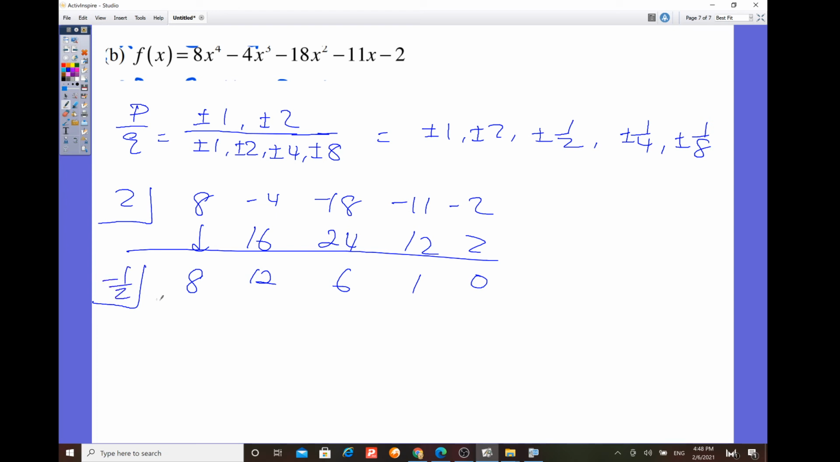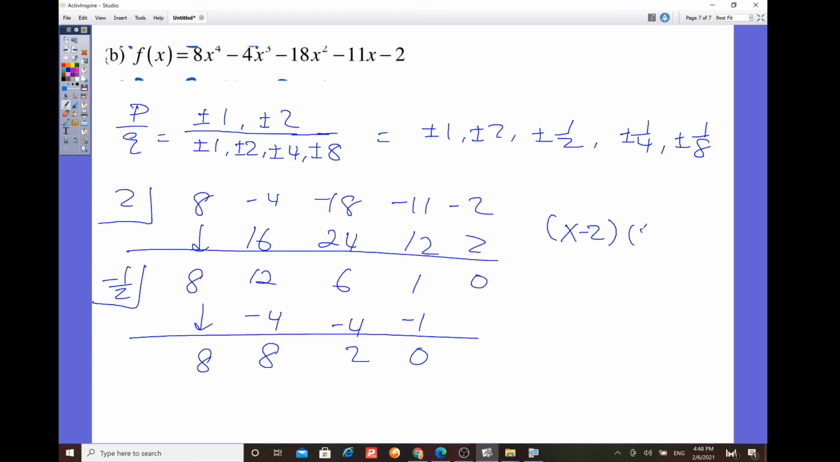Let's try negative 1 half. Okay, so 8, bring it down first. 8 times negative 1 half, negative 4. 12 plus negative 4, which is what? 8 again. 8 times negative 1 half, negative 4, plus 6, 2. 2 times negative 1 half, negative 1, 0. Bingo. So what we found here, we got x minus 2, x plus 1 half for those factors.